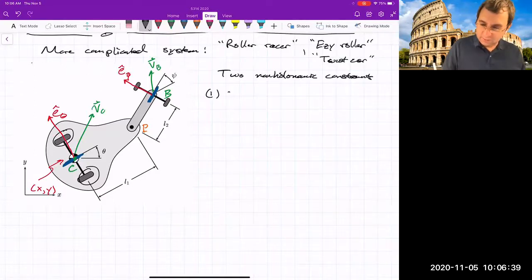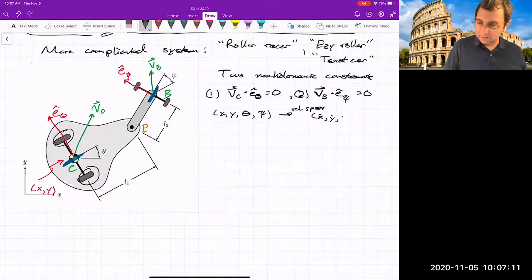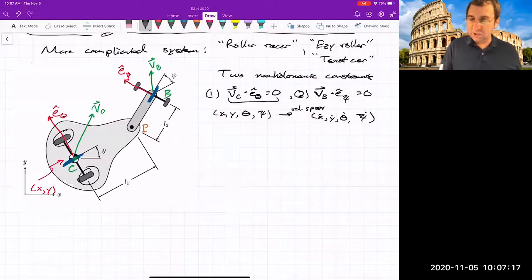The first is that VC dotted with E theta is 0. And the second one is that the unconstrained velocity of point B dotted with E psi is 0. The generalized coordinates are x, y, theta, and psi. So that means there's a velocity space. Remember our discussion of velocity space: x dot, y dot, theta dot, psi dot.